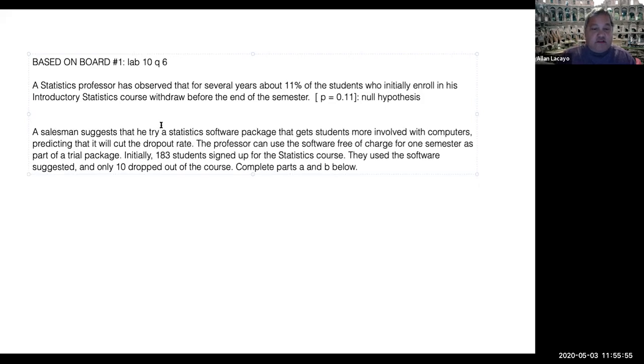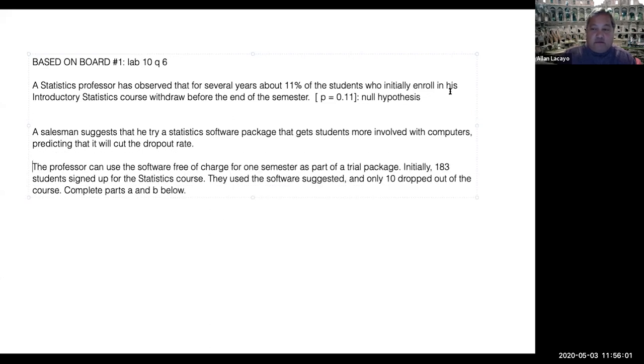A salesman suggests that he try a statistics software package that gets students more involved with computers, predicting that it will cut the dropout rate. So what this means is that P is less than 0.11, because if fewer students are going to drop, then the rate should be less than 11%, not 11%. And this is what we call the alternative hypothesis.